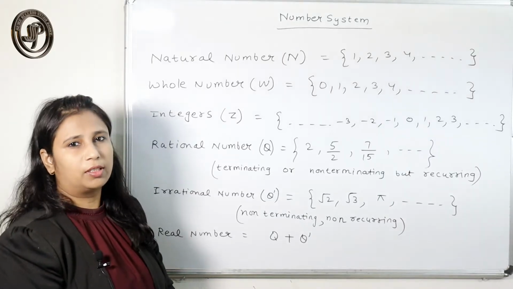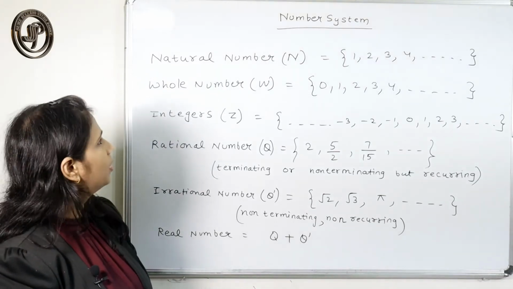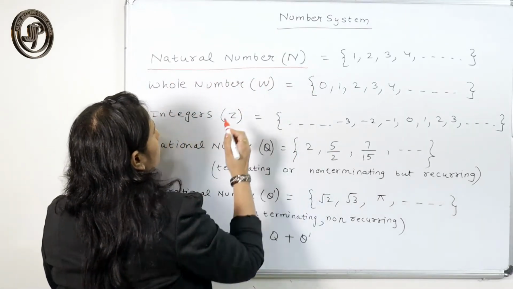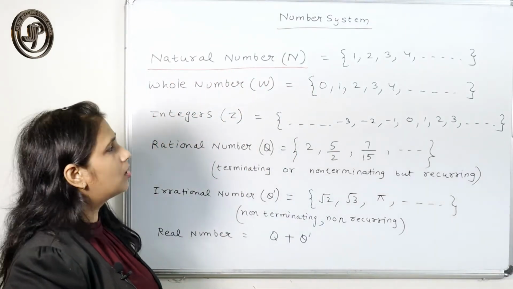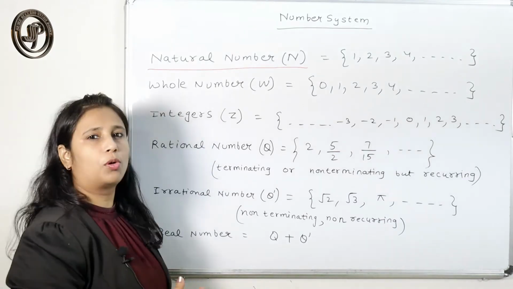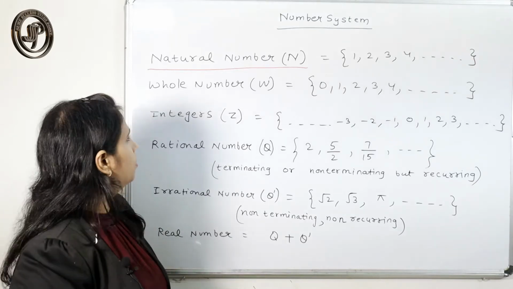So let's start with some basics that you have already done in the previous classes. First is the natural number. What is the natural number? The numbers that start from 1. So 1, 2, 3, 4 and so on are called natural numbers.